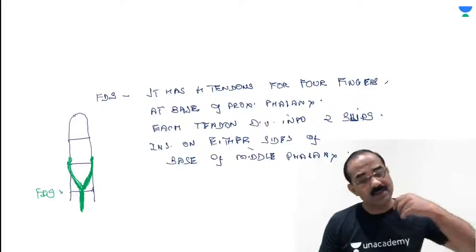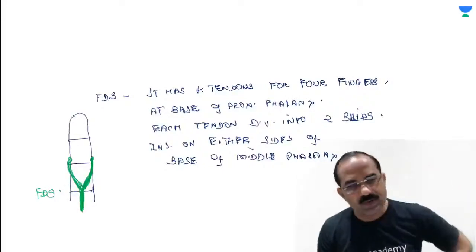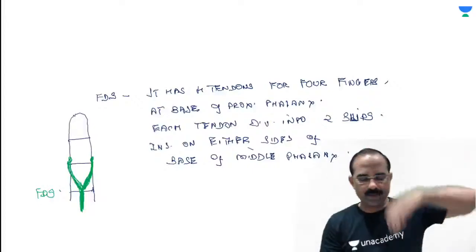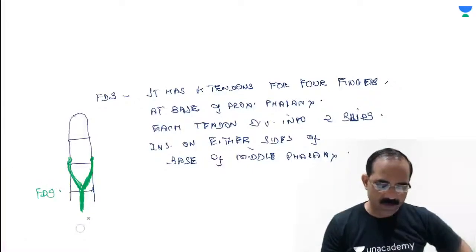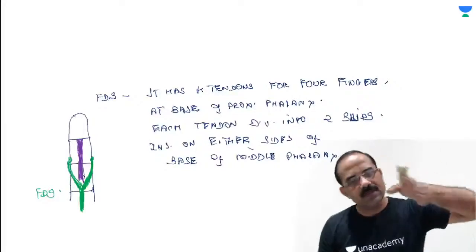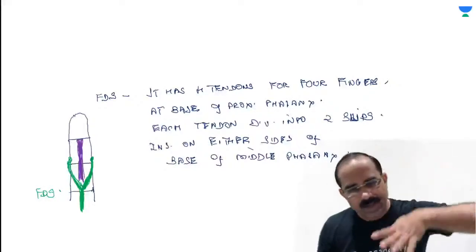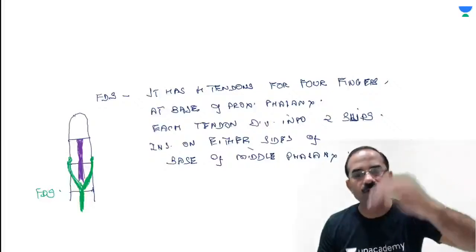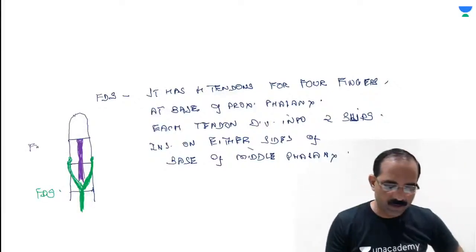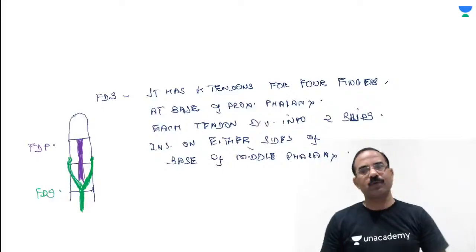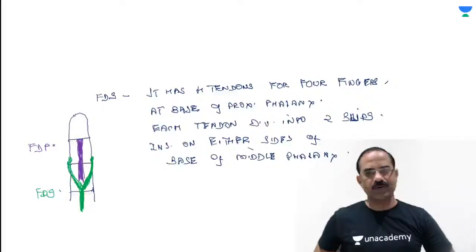Okay, and there's one tendon which goes below the superficialis. Ye superficialis ke niche se jayega, and this will get inserted into the base of distal phalanx. I'm just drawing it here for you. What is this tendon of? This is deep to the superficialis, and this tendon gets inserted into the base of the distal phalanx, and this is the tendon of Flexor Digitorum Profundus.